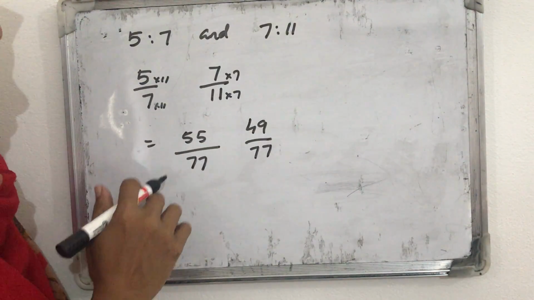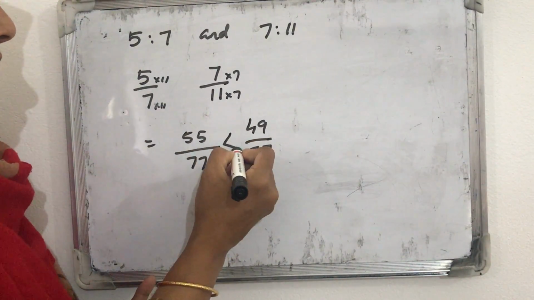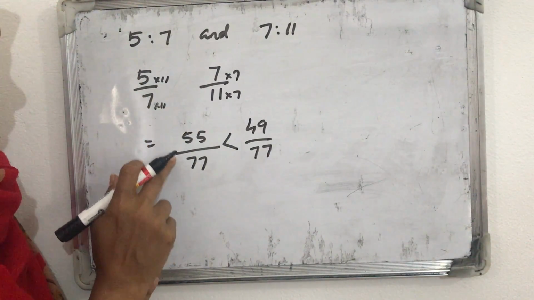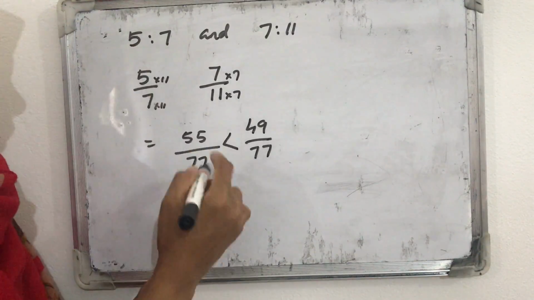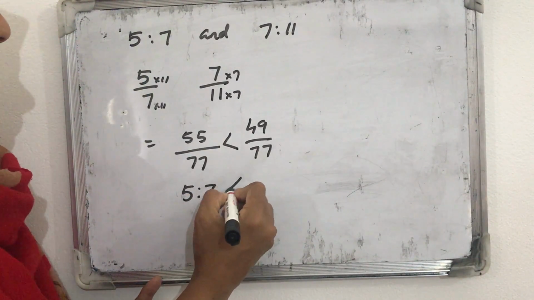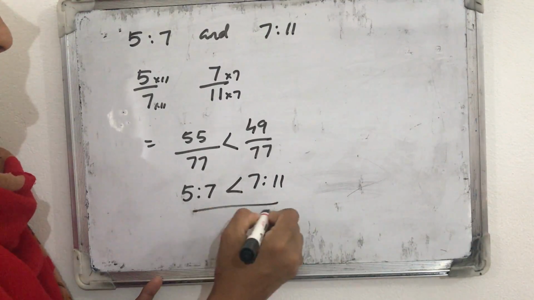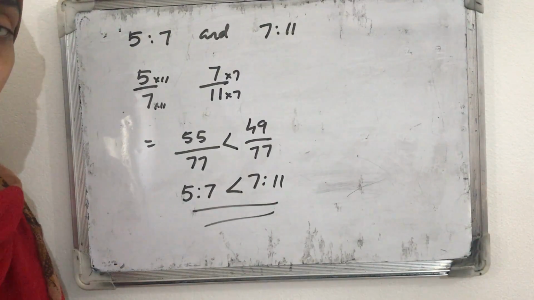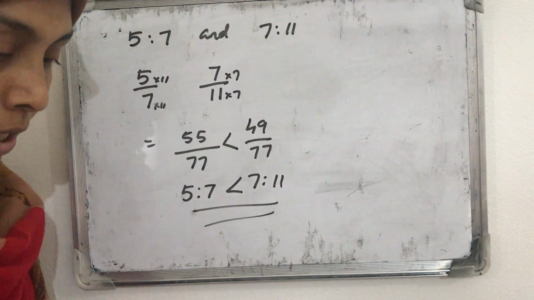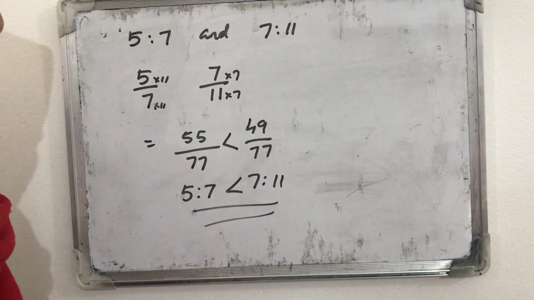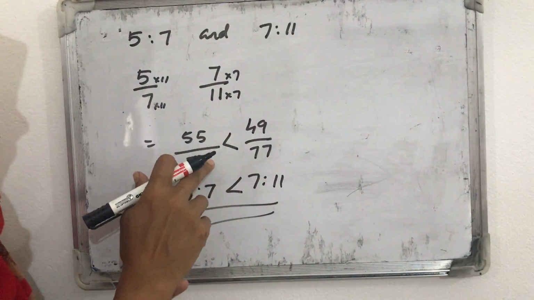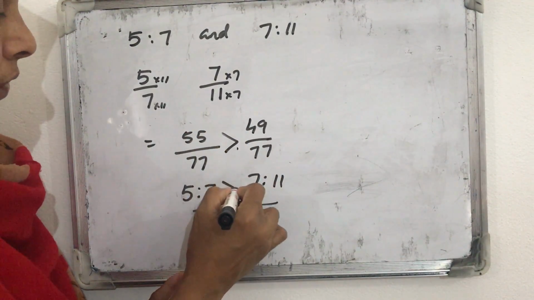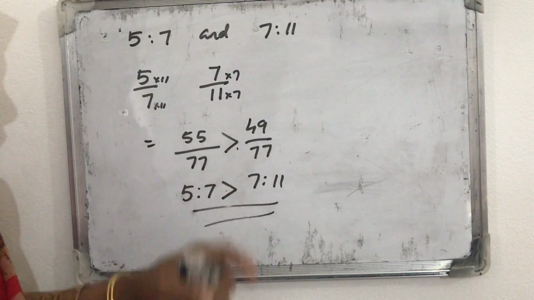Now we can compare easily. 55 by 77 is greater than 49 by 77, sorry, I said less earlier. This is the equivalent fraction of 5 is to 7, so 5 is to 7 is greater than 7 is to 11. This way we can compare any two given ratios. First we convert them into fraction form, after that we compare.